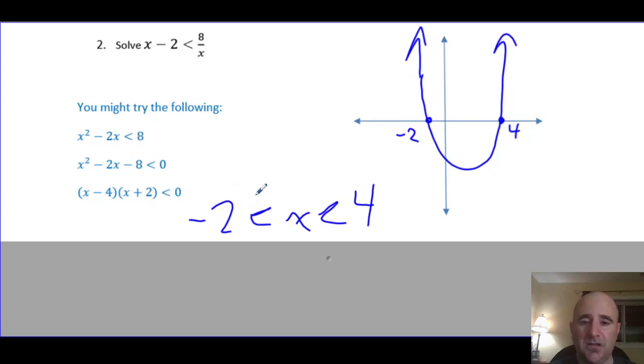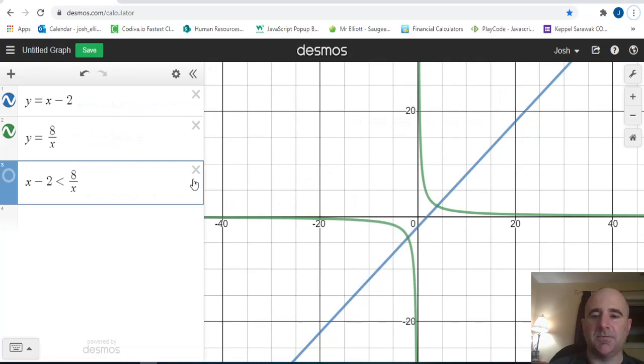Another way that we could see that it's not a correct solution is we could look at this inequality. We could look at its graph. So I'm going to throw both equations, the left side of the inequality and the right side, in Desmos and see what we get. So there they are in Desmos. I've got y equals x minus 2, which is the blue line. I've got y equals 8 over x, which is the green line. And then down below here, I've put the inequality in here just so we can see it. So we're interested in knowing when is x minus 2 less than 8 over x, or when is the blue line less than the green line, which means when is the blue line lower than the green line?